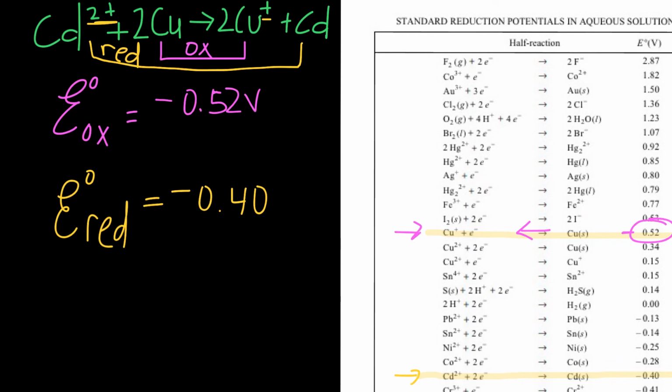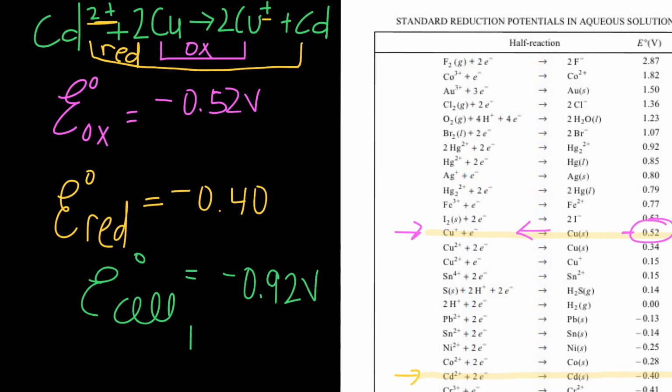And then when you add these up to get the overall standard cell potential, just add them up. It's going to be a negative 0.92 volts. That negative implies that it's a non-spontaneous reaction. So this would not be an example of a galvanic cell. It would be an example of an electrolytic cell.